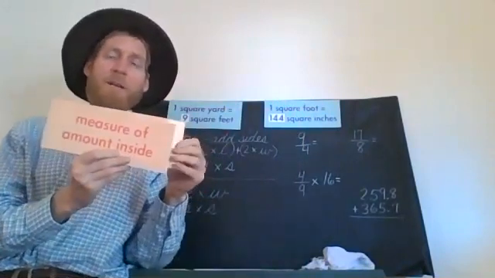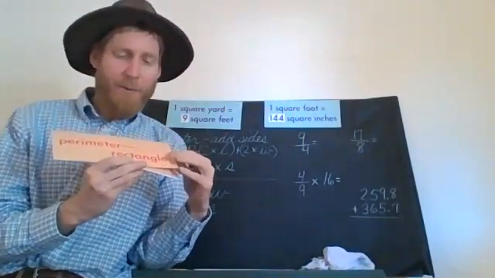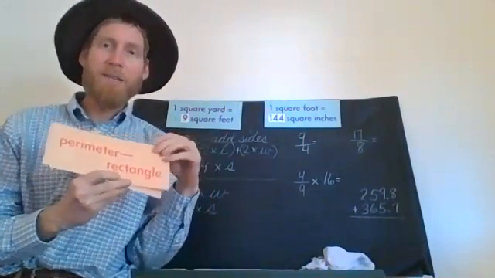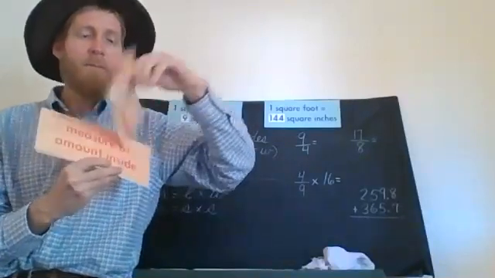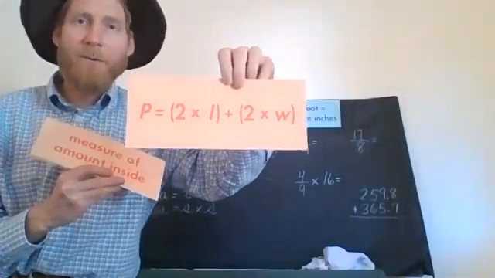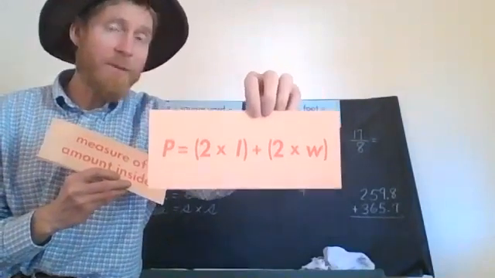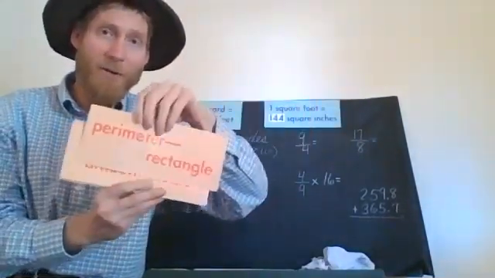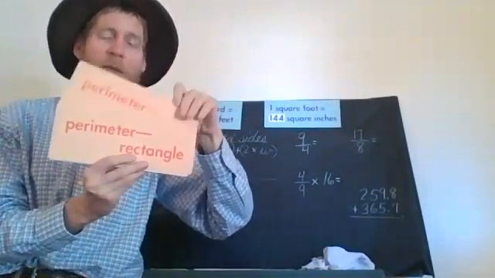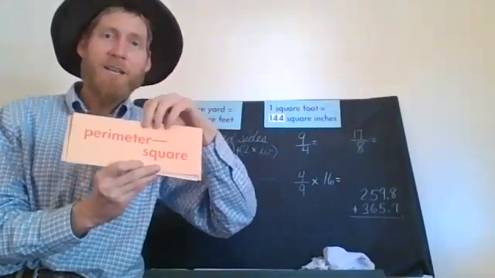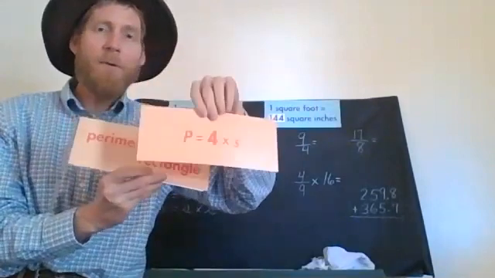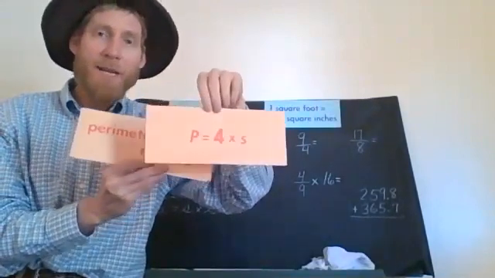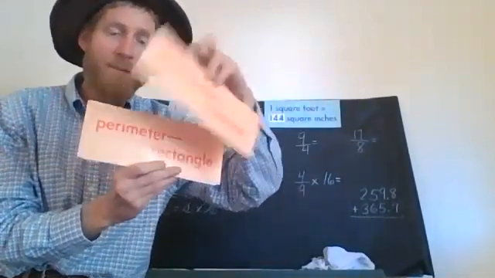Right? Now we're going to do our formulas. The perimeter of a rectangle is what? P equals 2 times the length plus 2 times the width. You need to memorize that and make a card for it and memorize it. What about the perimeter of a square? The perimeter of the square, 4 times S. P equals 4 times S.